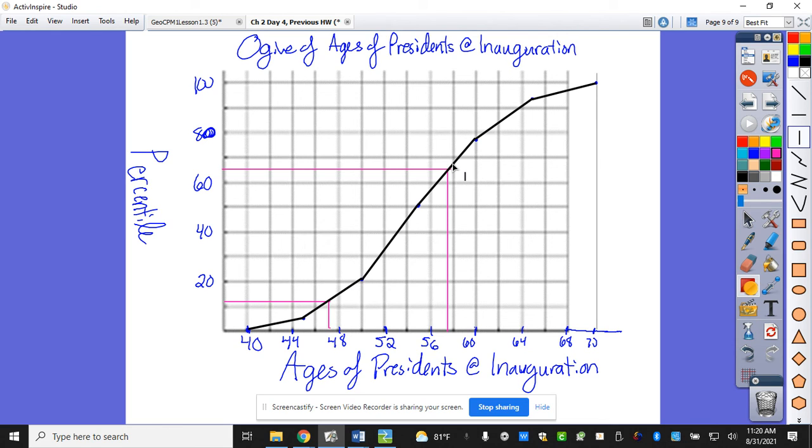All right, so part A gave us a value for the x-axis. Part B gave us a value for the y-axis. C doesn't give us any numbers. What do we write for the interpretation? About 65% of presidents were younger than 57 at age of inauguration. About 65% of presidents were younger than whichever number you pick, like 57, at inauguration.